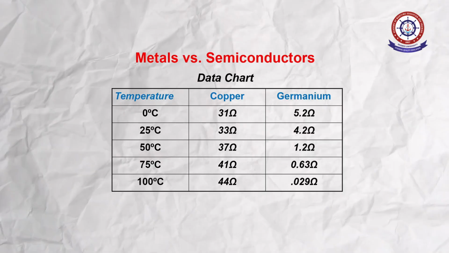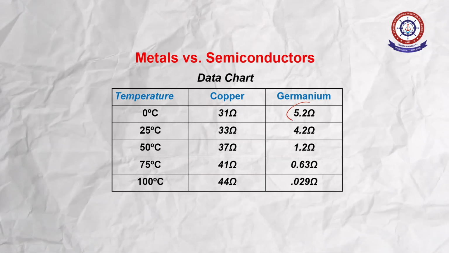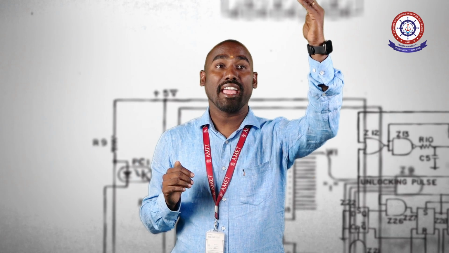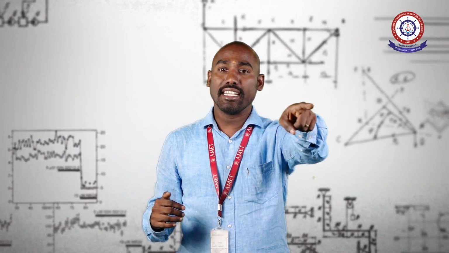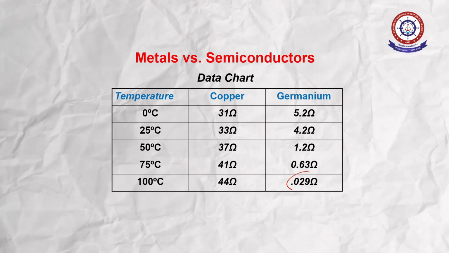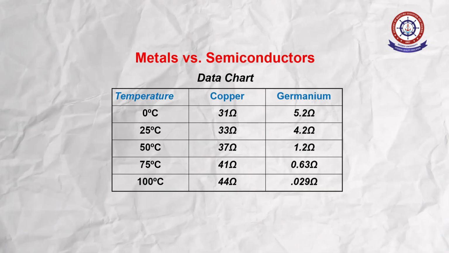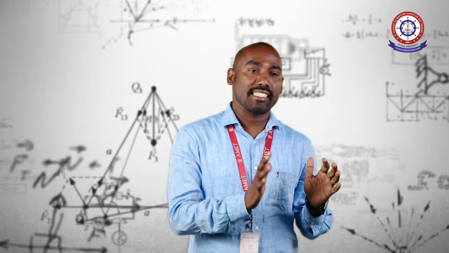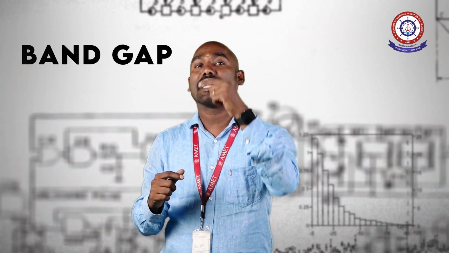At 0 degrees, copper shows 31 ohm and germanium shows 5.2 ohm. That means copper has high conductivity and germanium has low conductivity. When the temperature increases to 100 degrees centigrade, look at the resistivity of germanium, it is 0.029 ohm. That means the conductivity is very high and the resistivity very low.